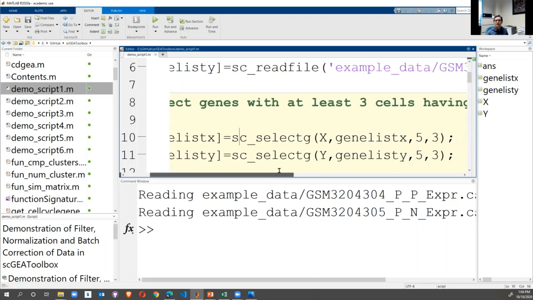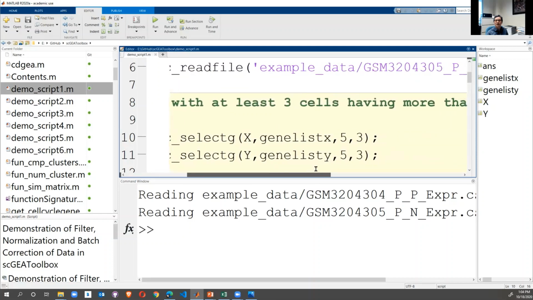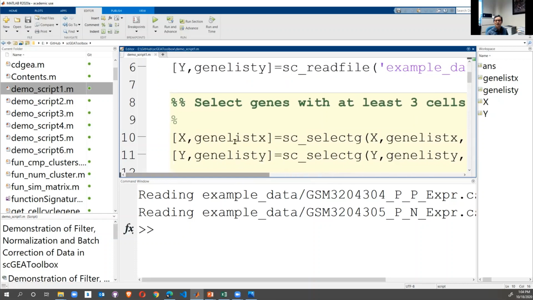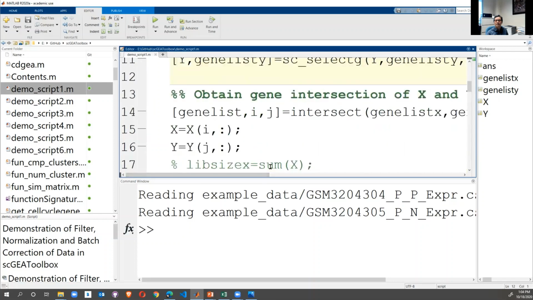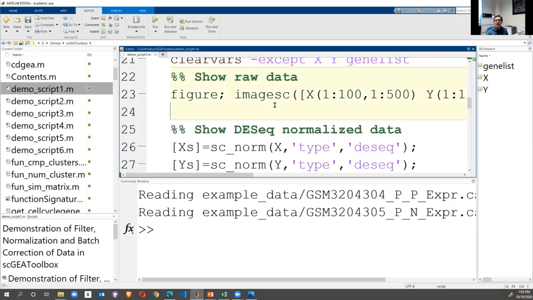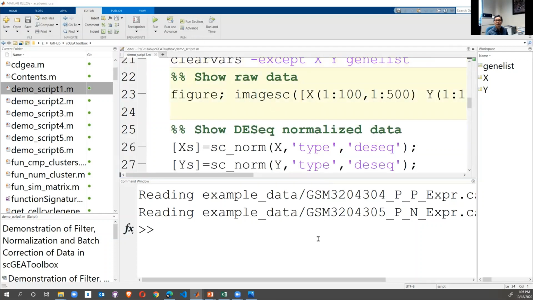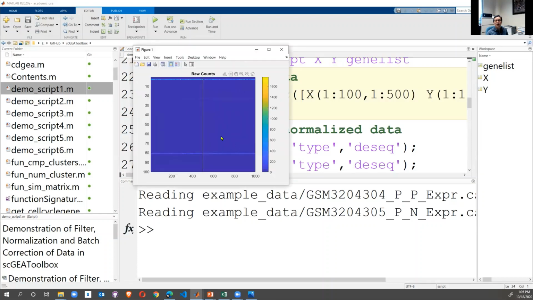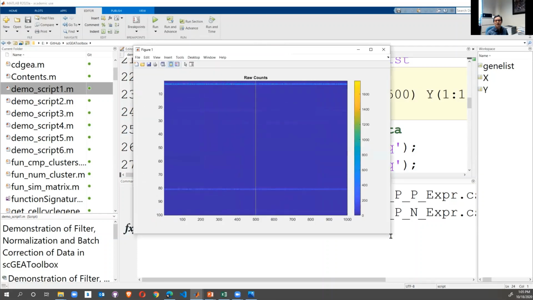Select genes, so we have some quality control to get rid of lowly expressed genes. Basic filtering. And then, because I'm using two examples, I want to keep the intersection of these genes. And then I can take a look at what the matrices look like, X and Y, the two matrices, left and right of this yellow line.